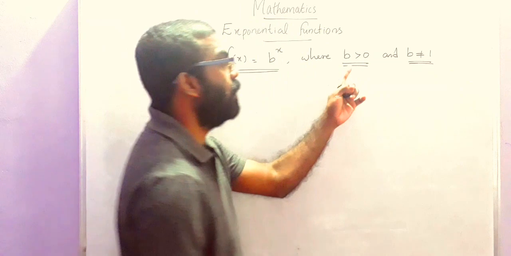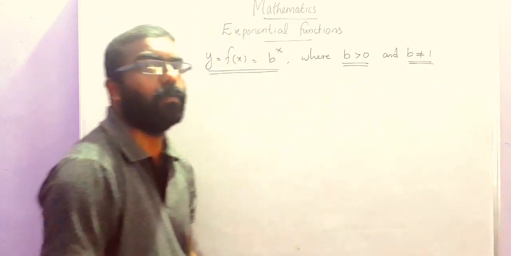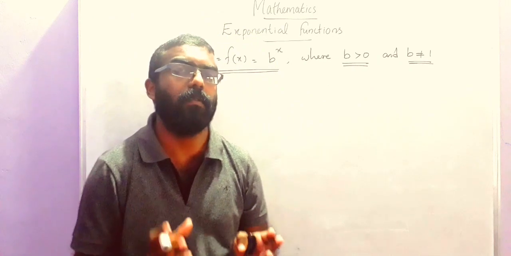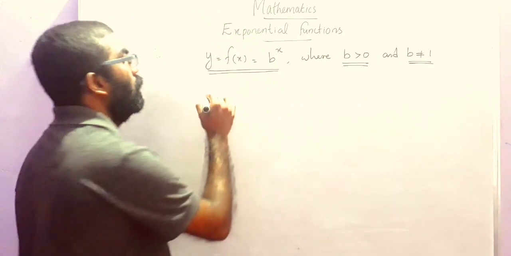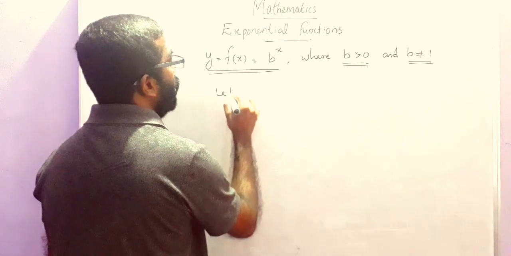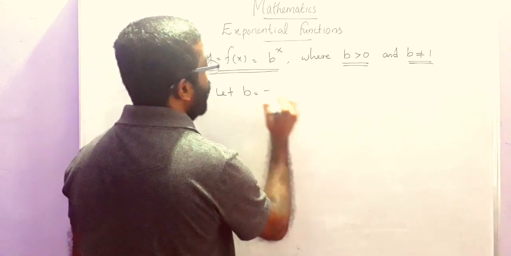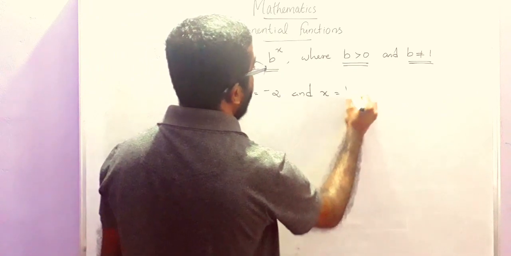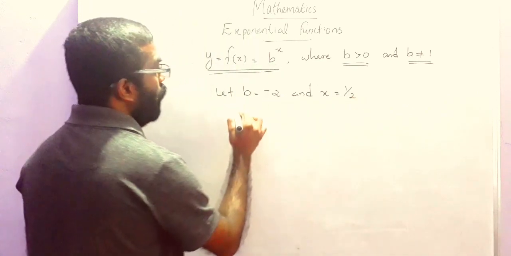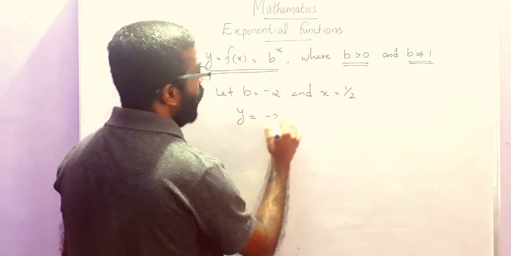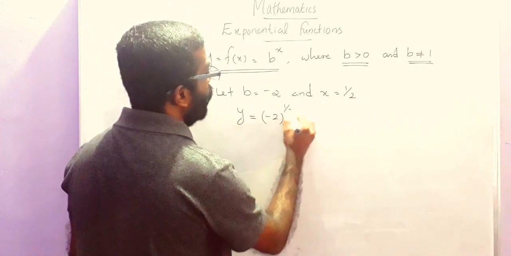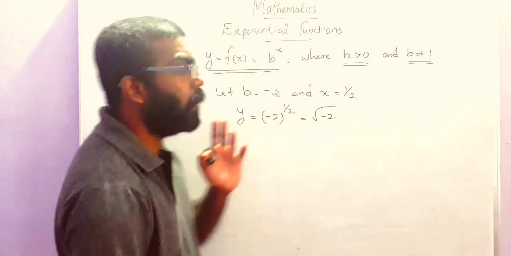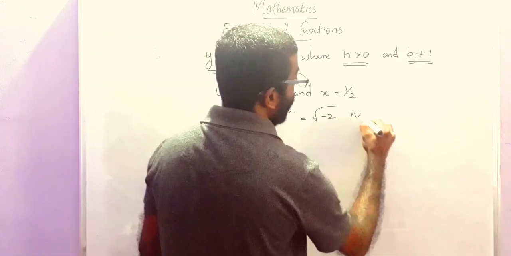Let's look at the first one, b greater than 0. If b is less than 0, then what happens? Look at this example. Let b = -2 and x = 1/2. Now y = (-2)^(1/2), that means the root of -2, and obviously it's not a real number.